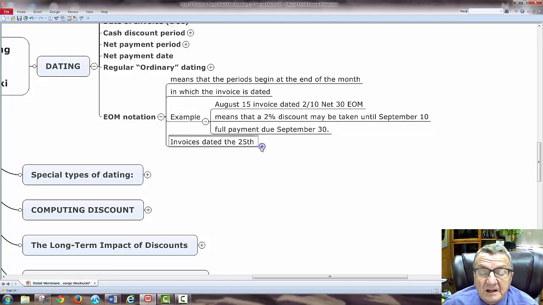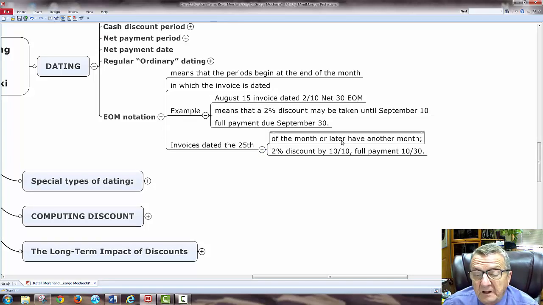Okay. Invoices dated on the 25th of the month or later have another month. Just wait, it's a month. It's more at the end of the month, but it's just the way it looks because it's right there. You can't call it the month. 2% by 10/10. Okay, and payment in full by the following month, September, 10 or 30. Okay.